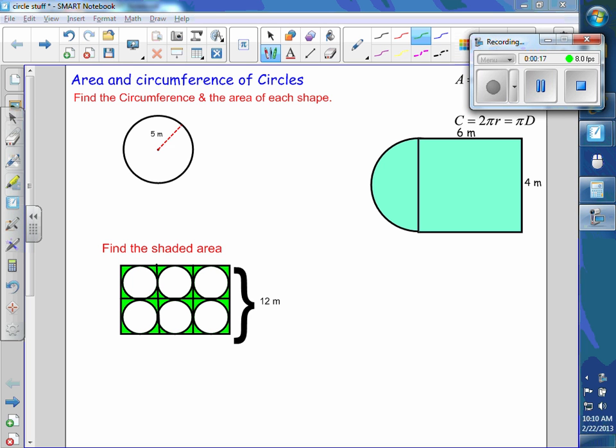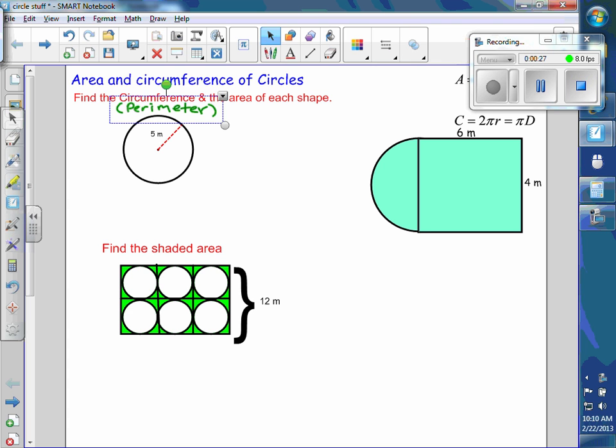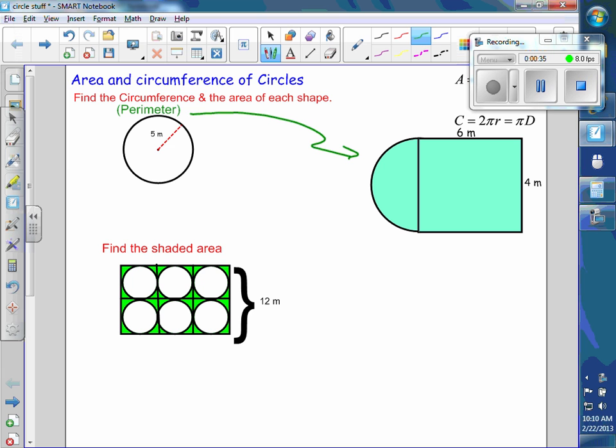you're going to find the area and the circumference, or in the case of the figure on the right, the perimeter, if you're looking at this shape. So this is for these two problems, 1 and 2. And then for the third one, shaded area. So just watching what I do.